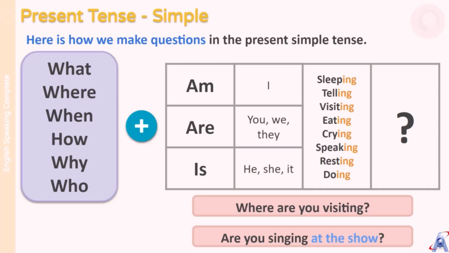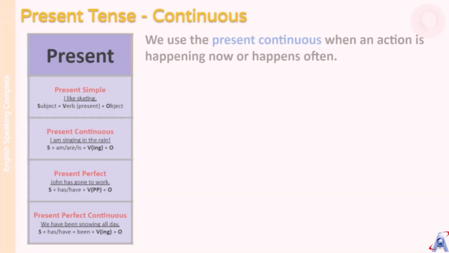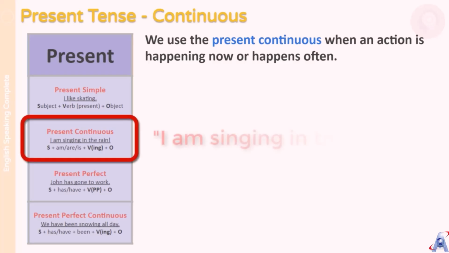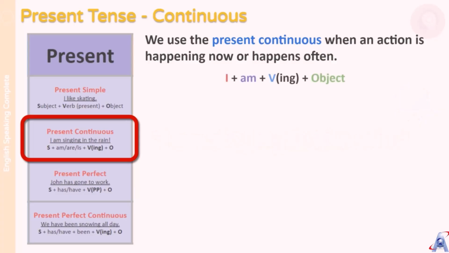So really important in terms of creating questions, which is important, of course, for conversation. Okay, let's move on to the present continuous tense. So we use the present continuous when an action is happening now or happens often. Here's an example. I am singing in the rain. And we have the subject I plus am, are or is, plus the verb plus the object.